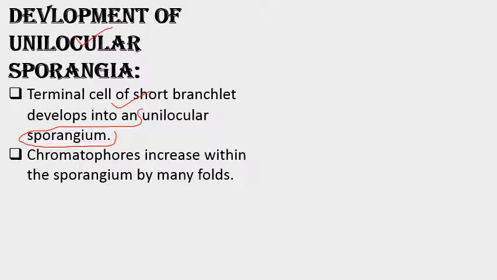इसमें जो characteristic features हैं, जो chromatophores हैं, these are the pigments. जो कि chlorophyll a और chlorophyll c से मिलके बनते हैं, उनका number बहुत ज़्यादा increase हो जाता है इस terminal cell के अंदर. So its number increases within the sporangium by many folds.